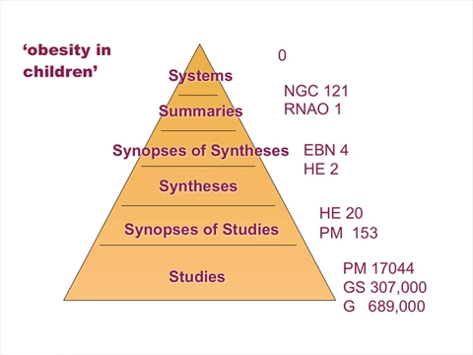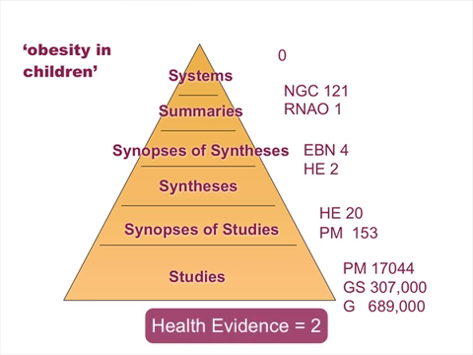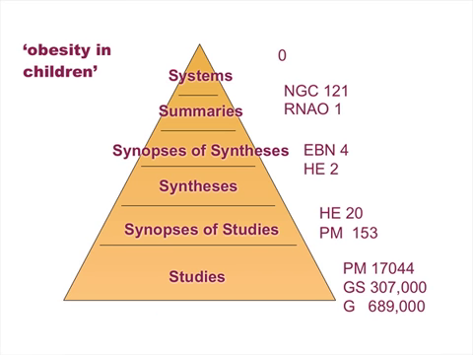One other point on the synopsis of syntheses: Health Evidence actually had 2 of their 20 systematic reviews that gave you the 2 to 3 page summary about what the systematic review was telling us, and the implications for practice and policy. So from looking at this pyramid and the number of hits with the same search, you would probably go directly to Health Evidence, and you would find the best information in 5 minutes if you had used that strategy.